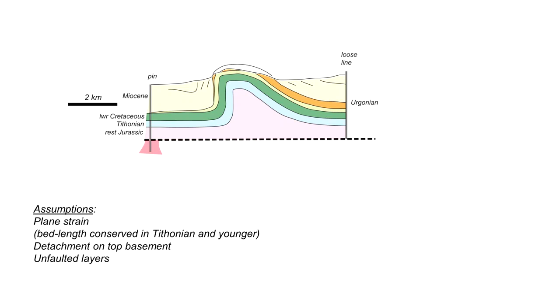We're going to also assume that the bed length is conserved in the Tithonian, that light blue marker, and the Lower Cretaceous, dark green, and the other horizons too, from the cross-section to the restored template. In other words, there's no distortional strain in those layers. We'll talk about what happens in the rest of the Jurassic, that mauve unit, as we go. Another assumption we'll make is that the fold structure is detached on basement, in other words, along that thick black dashed line. And finally, we're going to assume the layers themselves are unfaulted.